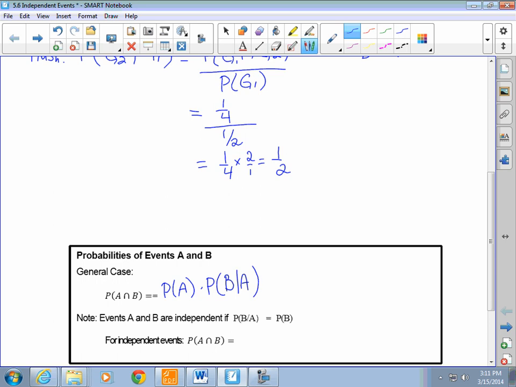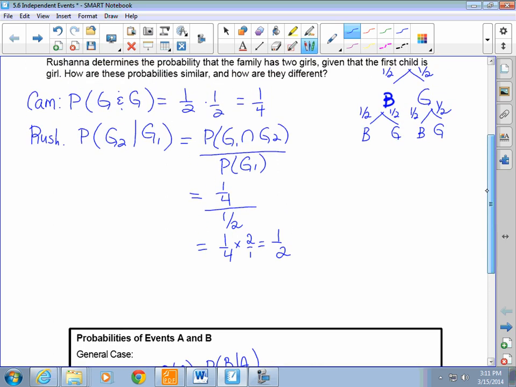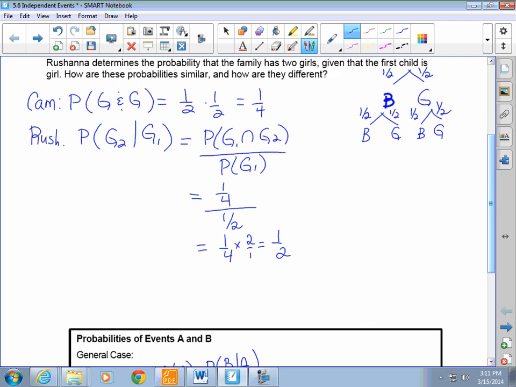Okay, so they're saying they're independent events. One doesn't matter to the other, because the probability of B given A is just the same as the probability of B. So the probability of the second child being a girl given the first child was a girl was exactly the same as the probability that your second child was a girl. So they're both 1/2.